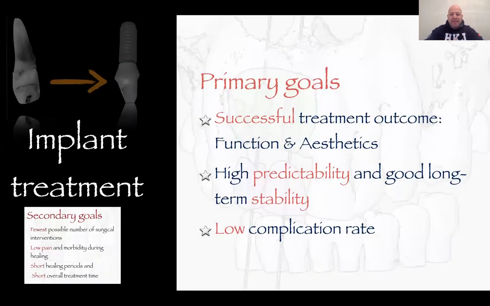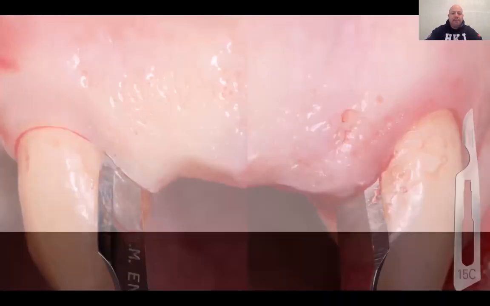We did talk about the secondary goals, and that's mainly your patient putting pressure on you to do things as quick as possible. But let's remember, 5 years down the line, what really matters is not the time as much as the success, the predictability and the stability of the bone and the soft tissue around your dental implant.